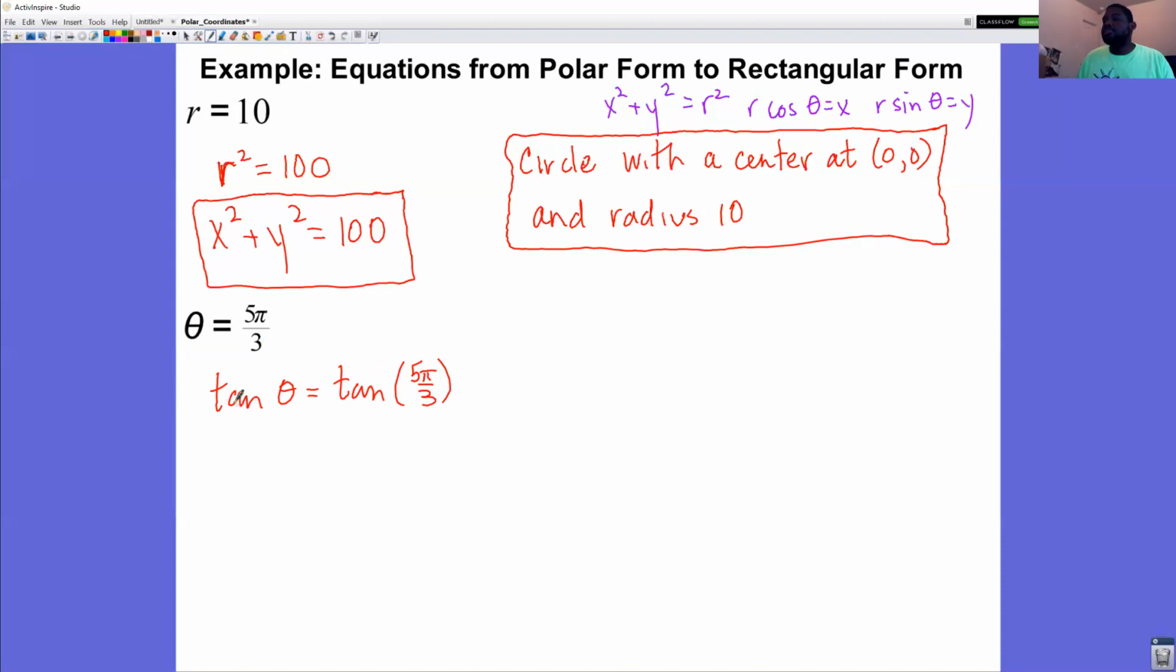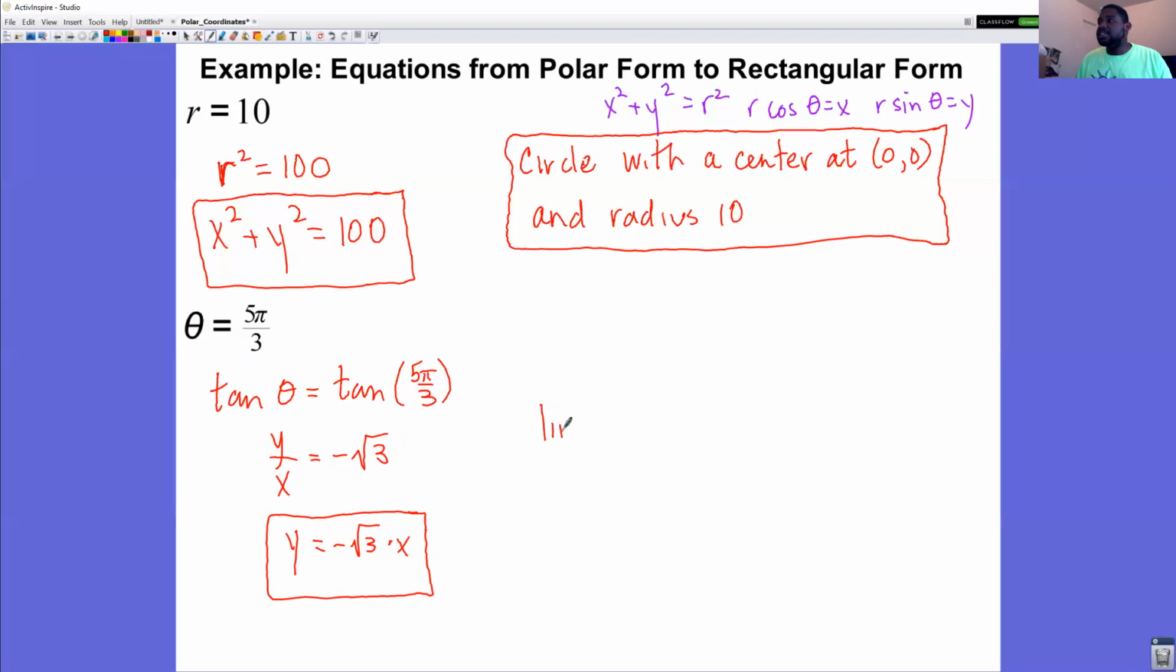So recall from unit circle trig, tangent theta is y over x. And tangent at 5 pi over 3 is negative square root of 3. And now we want to solve this equation for y. If we do that, we get y equals negative square root of 3 times x. And as you can tell, this takes the form of a line.